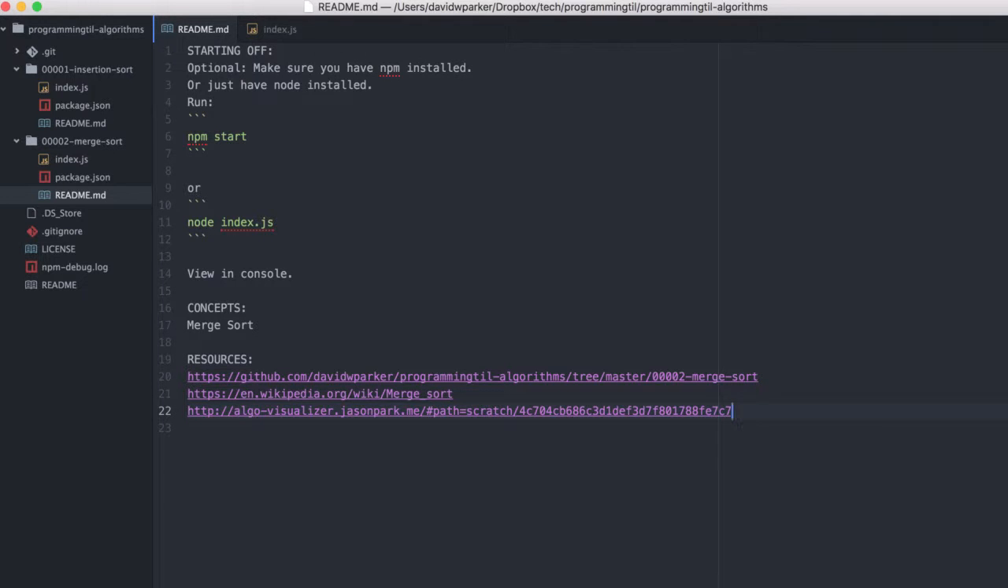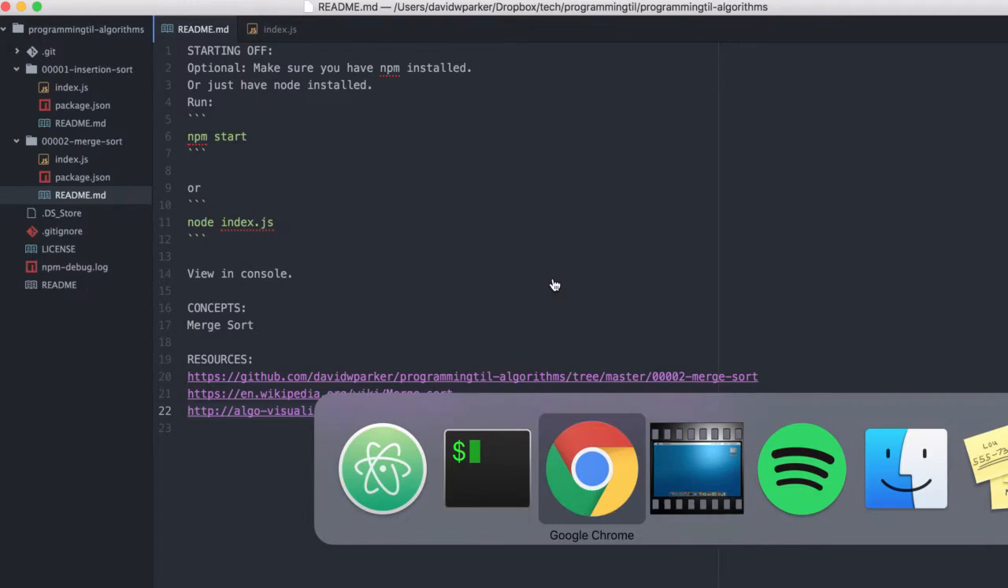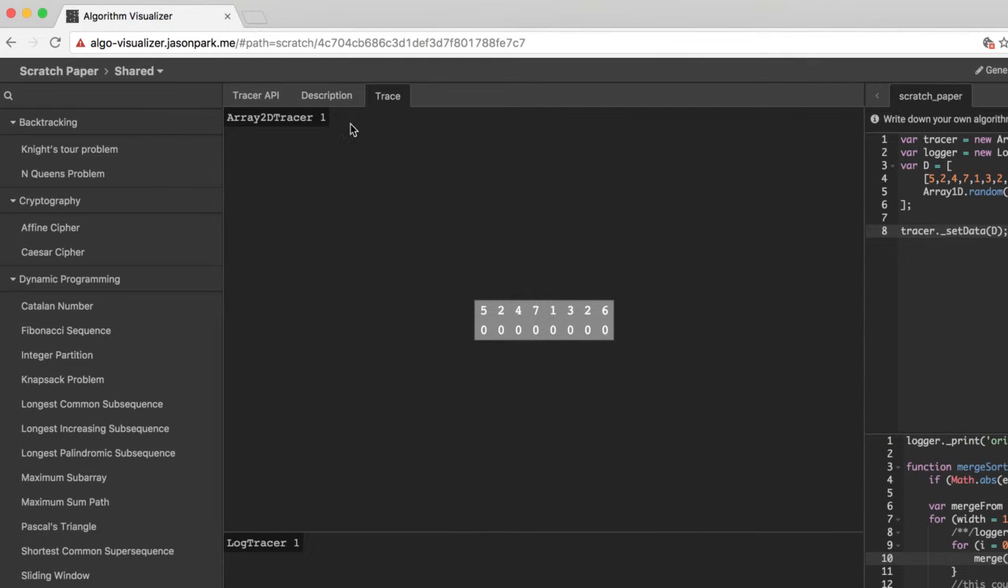This is the second episode in the algorithm series. We'll be looking at merge sort from CLRS, Introduction to Algorithms. Just brief instructions here, as per usual, and let's go back to this Jason Parks algorithm visualizer that we looked at before. You have it set up here for merge sort.